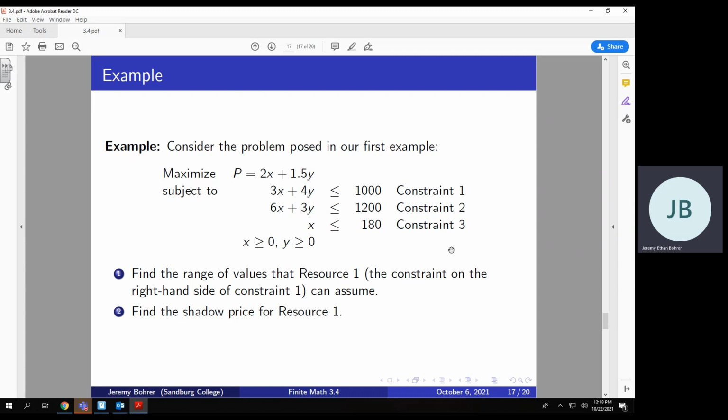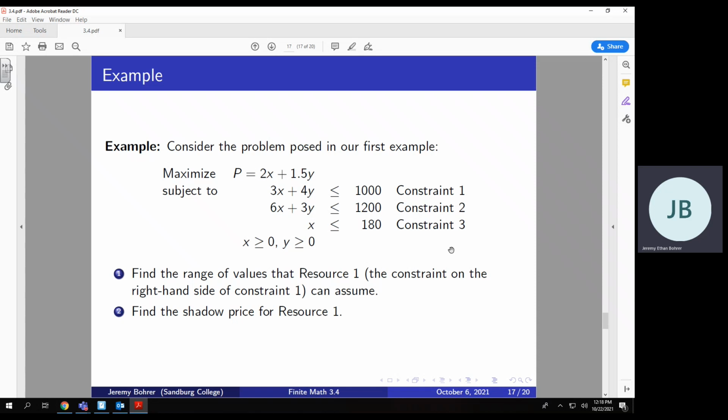In this video, we are looking at this problem on page 17 of the chapter 3, section 4 slides. Consider the problem posed in our first example. This was maximizing p equals 2x plus 1.5y, subject to 3x plus 4y less than or equal to 1,000, 6x plus 3y less than or equal to 1,200, x less than or equal to 180, and x and y both greater than or equal to 0.